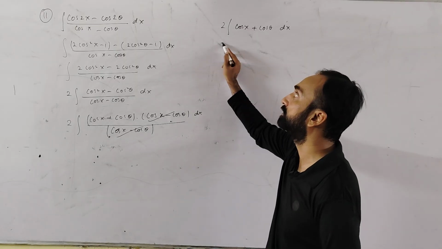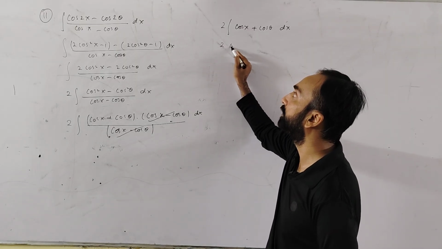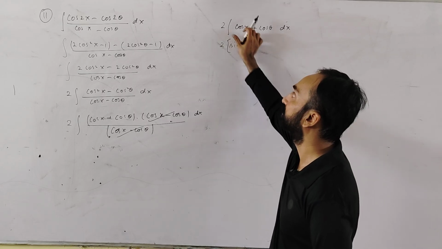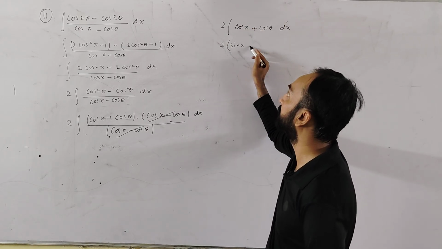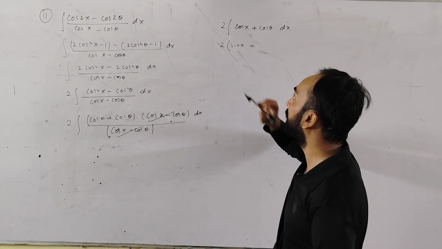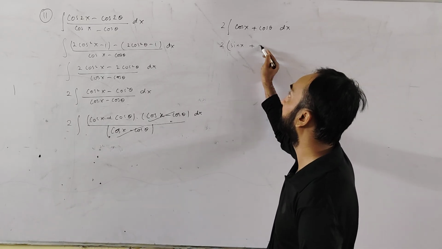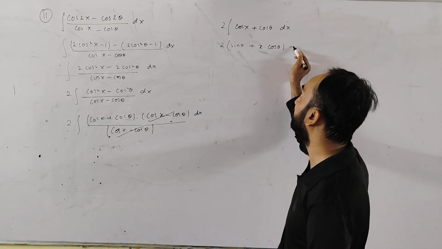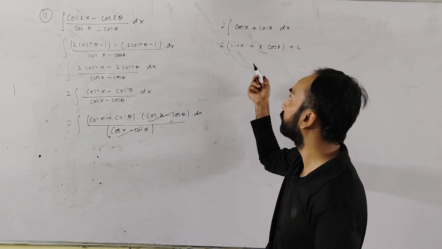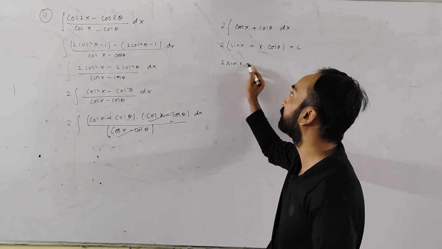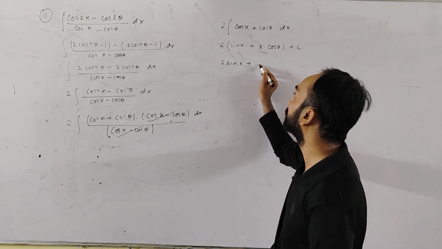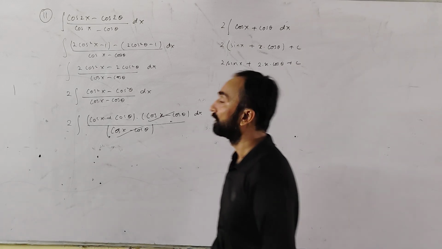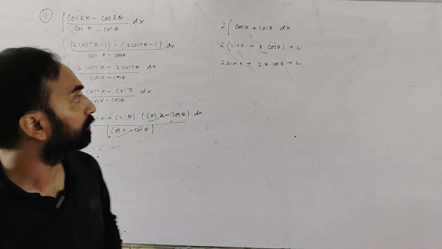So the integral of cos x will become what? This will become 2 sin x, and this will become what? Since cos theta is acting as a constant here, I can write x into cos theta, plus c. So for the final answer, if you want to open it, you can open it, no problem. So this will act as 2x cos theta plus c, right? 2 sin x plus 2x cos theta plus c. So this will be your final answer.